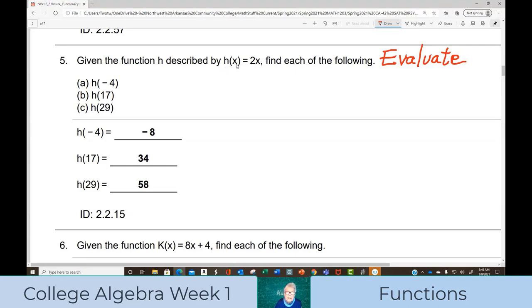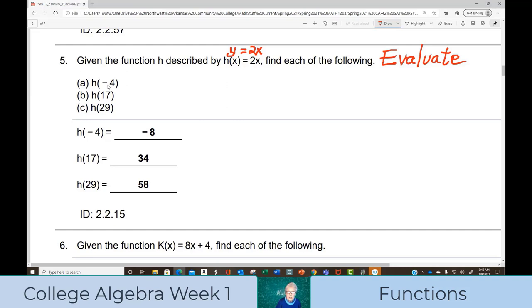Here we have h of x equals 2x. Remember h of x, f of x, b of x, z of x. They're all just ways of writing y. So you could just write this y equals 2x. But more and more, you're going to be writing using function notation, and this is called function notation. And remember, you say h of x. It doesn't mean that h is being multiplied by x. It means that y is being calculated for a particular x.